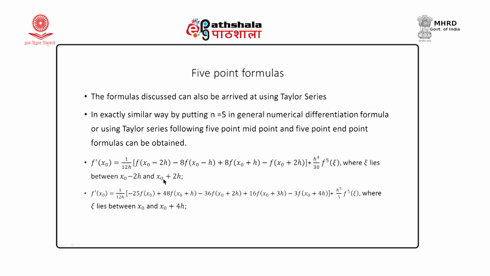The x 0 is in the middle, with 2 points x 0 minus 2 h and x 0 minus h on the left side, and x 0 plus h and x 0 plus 2 h, 2 points on the right side of x 0. And the endpoint formula is f dash x 0 is 1 upon 12 h times minus 25 f x 0 plus 48 f x 0 plus h minus 36 f x 0 plus 2 h plus 16 f x 0 plus 3 h minus 3 f x 0 plus 4 h, plus h raised to 4 by 5 f fifth derivative, where xi is between x 0 and x 0 plus 4 h. Here coefficients are also large, and you need evaluation at 5 points. The error term is 1 by 30 in the midpoint formula, here it is 1 by 5.